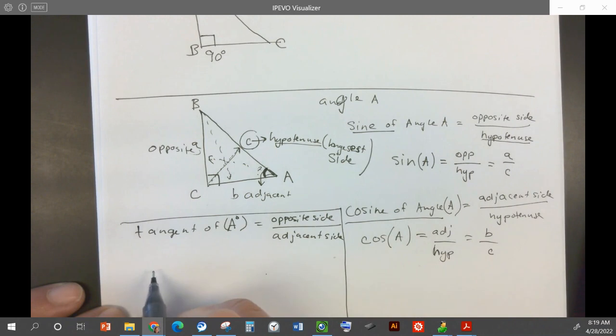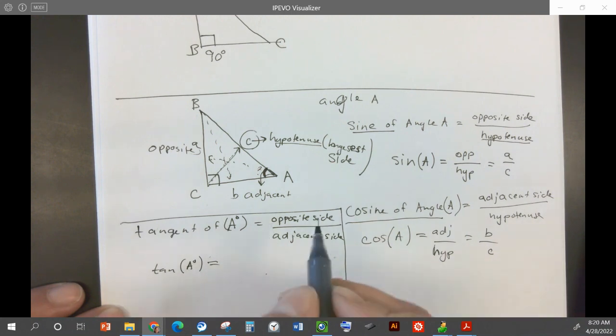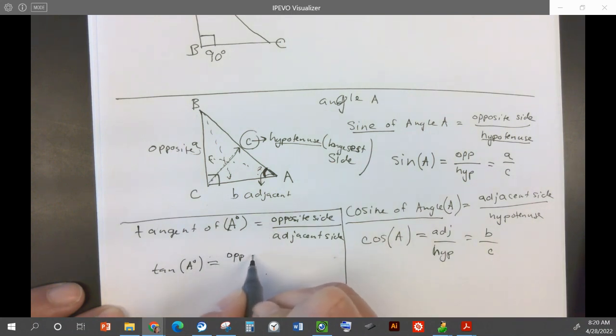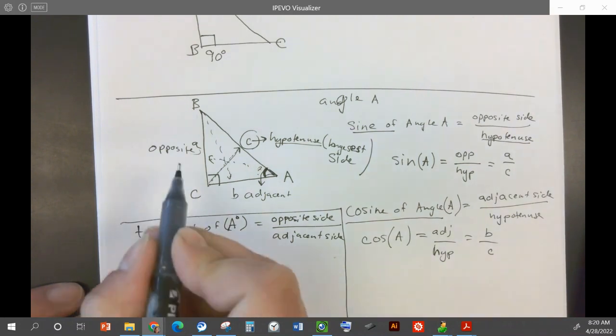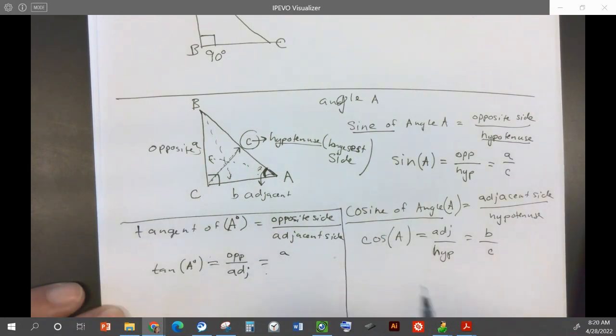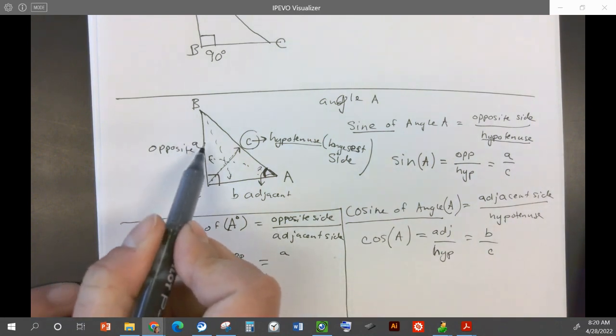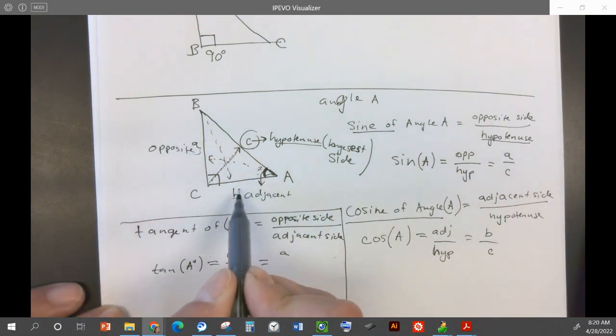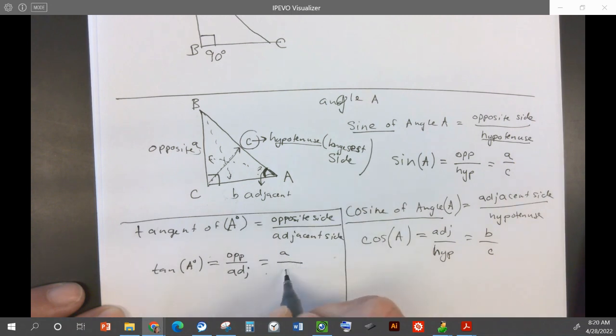So here we're looking at angle A. The tangent of angle A is the opposite over adjacent. The opposite side of angle A is a. The adjacent side of angle A is b. So a over b.